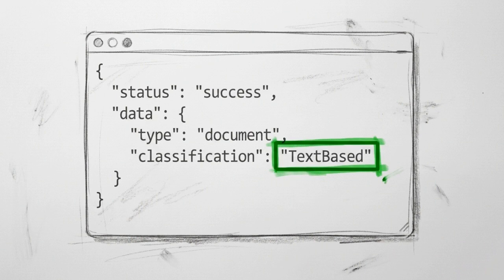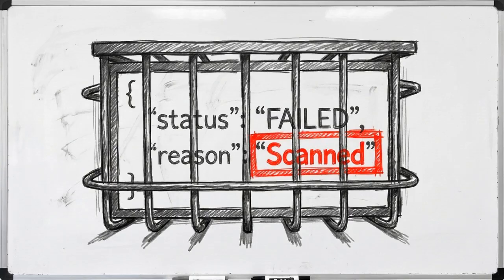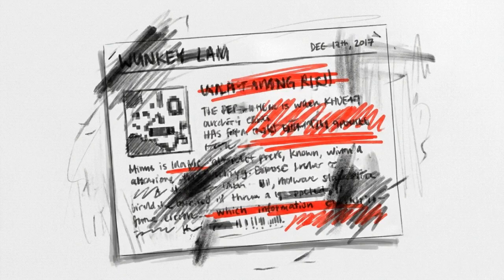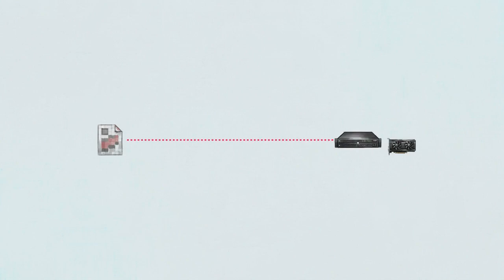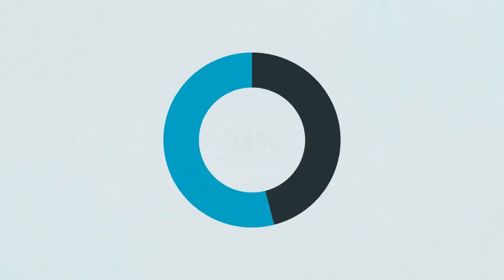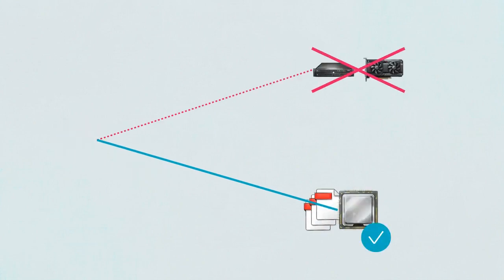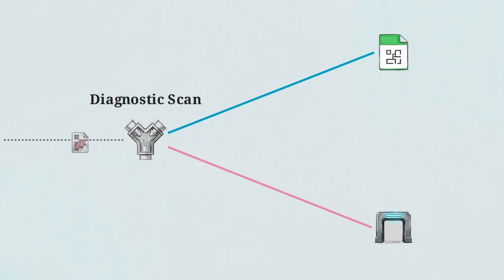When it reads Textbased, the document has a native text layer ready for instant extraction. If the tool outputs scanned, you hit the no text trap. The document lacks a readable text layer, meaning you must route it to a heavier vision model to decipher the pixels. Roughly 54% of enterprise PDFs actually contain native text. Identifying them early keeps millions of pages off your expensive GPU clusters. Using this diagnostic scan turns document ingestion into an agile, lane-based routing system, ensuring heavy compute is only applied when strictly necessary.